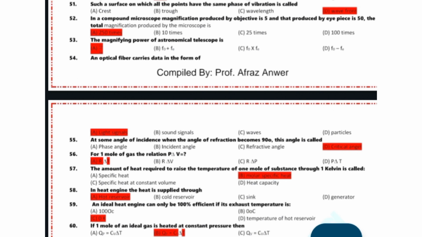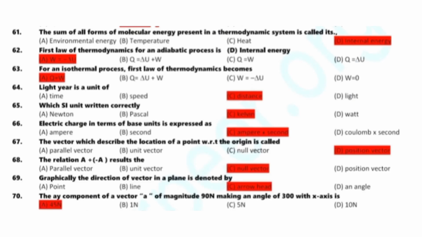If 1 mole of an ideal gas is heated at constant pressure, then ΔQp is equal to Cp ΔT. The sum of all forms of molecular energy present in a thermodynamic system is called its internal energy. The first law of thermodynamics for an adiabatic process is W = −ΔU. For an isothermal process, the first law of thermodynamics becomes Q = W.